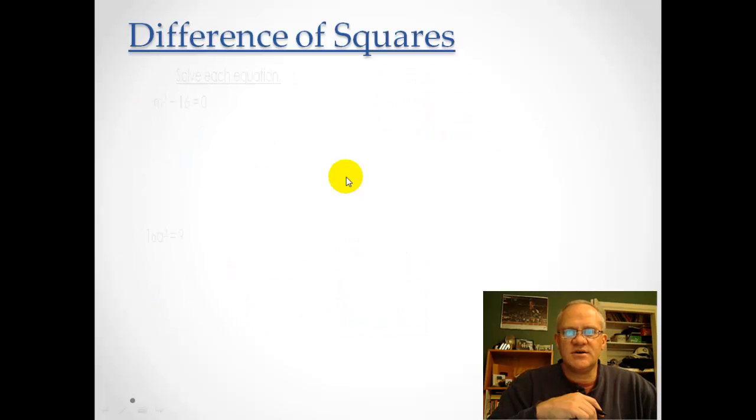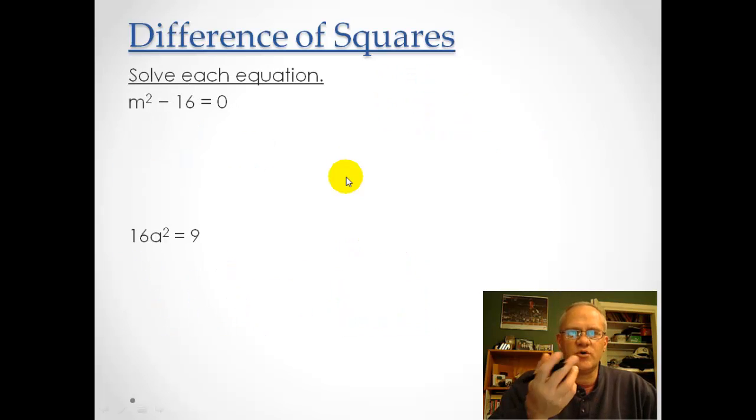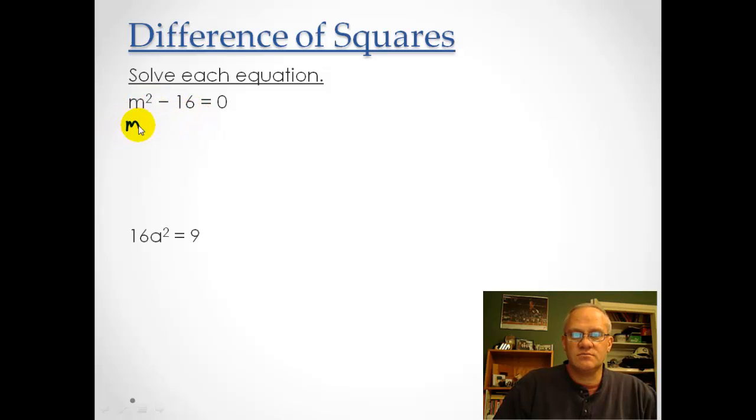All right, let's look at a couple of equations where we have to solve. All right, same steps that we want to take just as we did before. So first of all, does it equal 0? Yes. Is it factored? No. All right, so let's factor it. There are two terms. Is m squared a perfect square? m times m. What about 16?